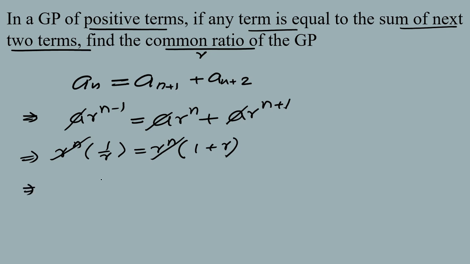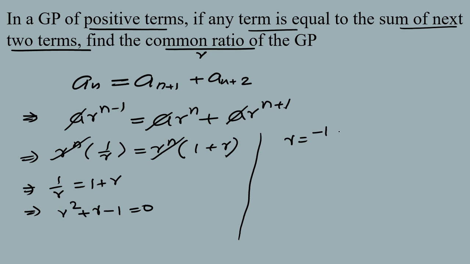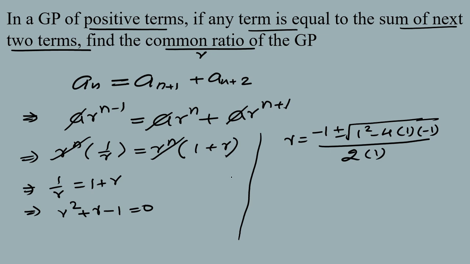So what did we get here? We got 1 over r is equal to 1 plus r. By cross multiplication you will get a quadratic equation, r square plus r minus 1 is equal to 0. Now by using the quadratic formula we can solve the equation. So r is equal to minus b plus minus under root b square minus 4ac over 2a. Okay, I'm sure you know this formula, so I have applied it directly.